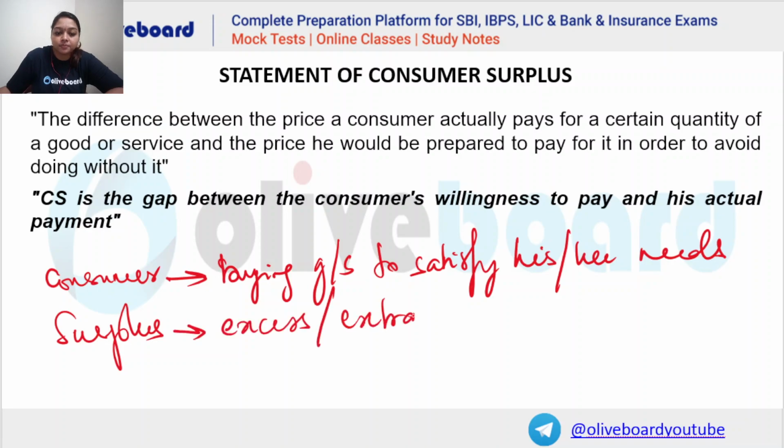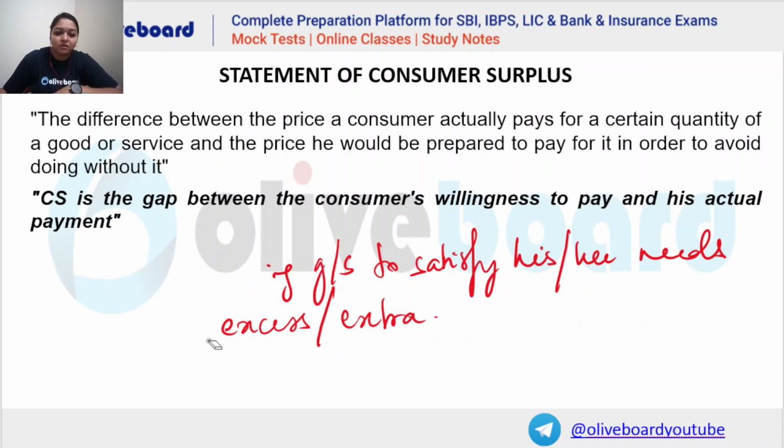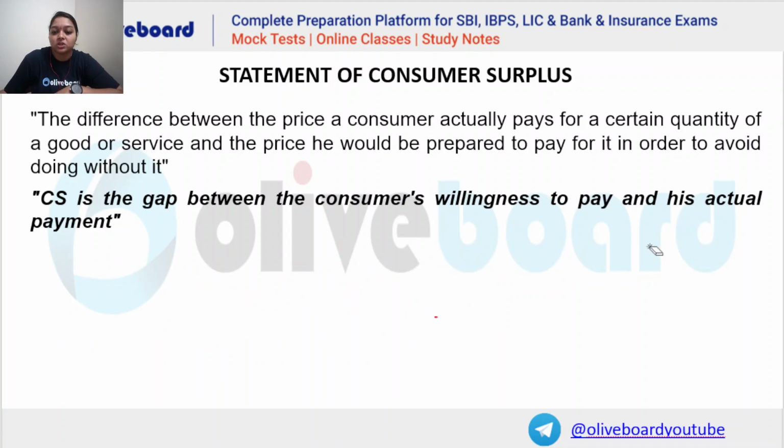So when we are talking about consumer surplus, we are talking about the extra satisfaction or the extra utility that is obtained by the consumer. Why will the consumer obtain extra utility? Let us understand through the statement: the difference between the price a consumer actually pays for a certain quantity of a good or service and the price he would be prepared to pay for it in order to avoid doing without it.